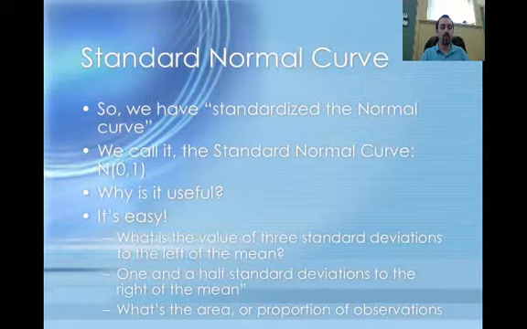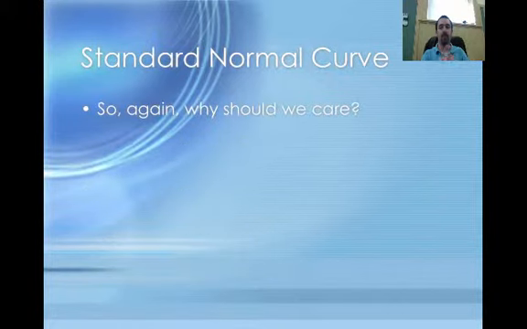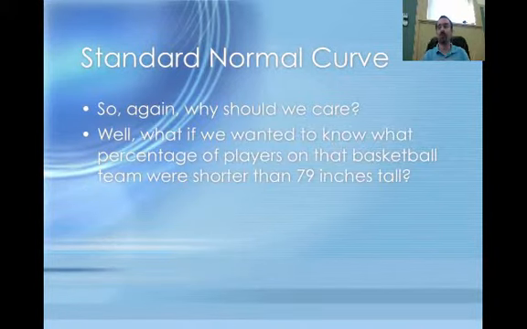Now I can say, what area lies between -1 and +1? Well, by the empirical rule, 68%. So it just makes things easier. Instead of having to transform everything to z-scores, it's already in z-scores. All right, so again, why should we care? That's a good question to always ask in this class.